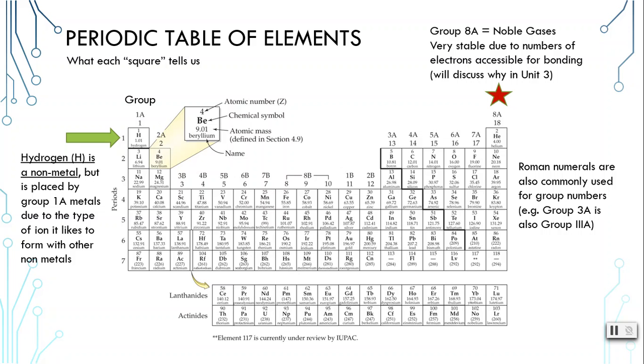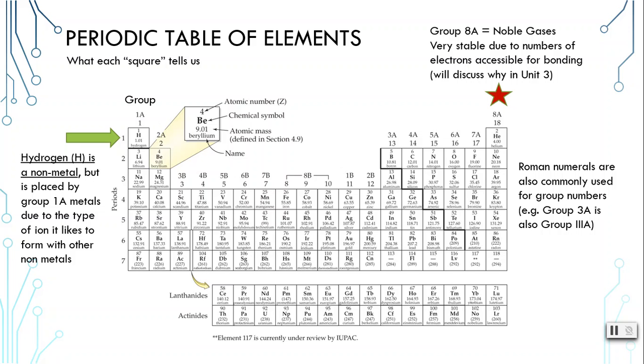Some groups also have names associated with them. For example, all of these elements, which are in group 8A, are termed collectively the noble gases. And noble gases are very stable. We'll talk about why that is later in the course. But when we say the noble gases, we are talking about elements in group 8A. So in the next slide, we'll show you some group names that you need to be familiar with.